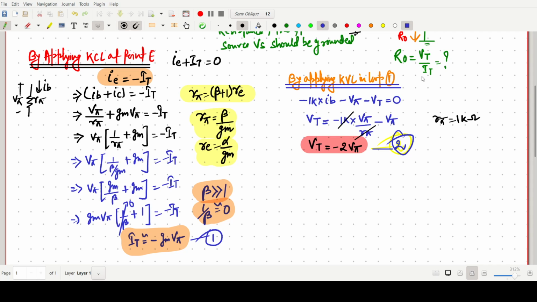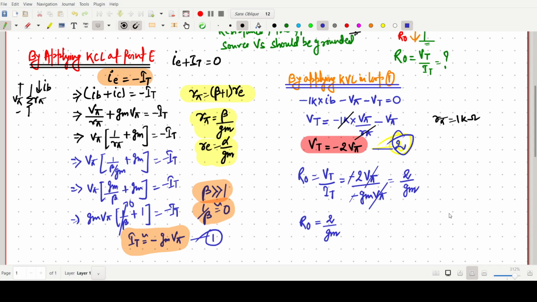Now what we have to find is R naught, which is nothing but simply Vt by It. So Vt value we can write as minus twice V pi, and It value is minus Gm V pi. So V pi cancels, minus cancels minus. So it should be twice by Gm. So R naught equals 2 by Gm is the final result.